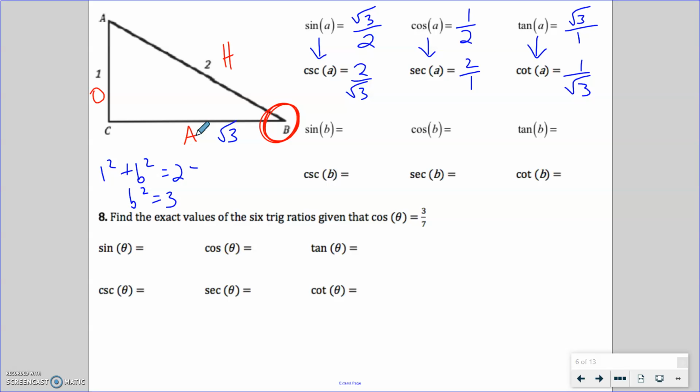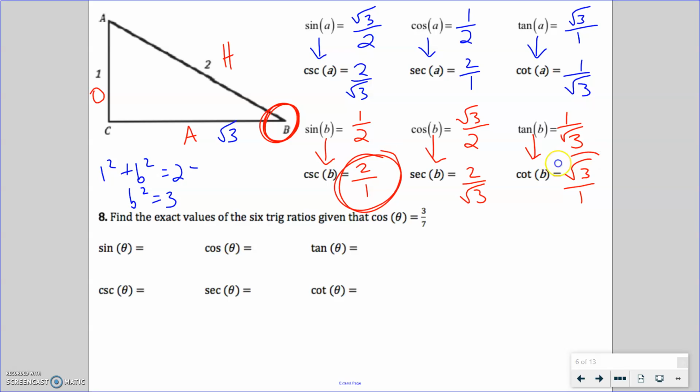So sine of reference angle B is O over H. Cosine is A over H. And tangent is O over A. And then again, notice how I purposely put the inverses with it. So we're just going to flip those ratios. Now, things like the 2 over 1 right here, you can just write 2. Square root of 3 over 1, you can just write square root of 3. I'm just showing you how they flip, that's all.